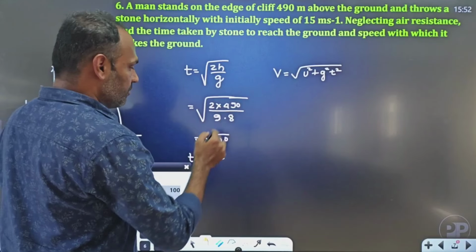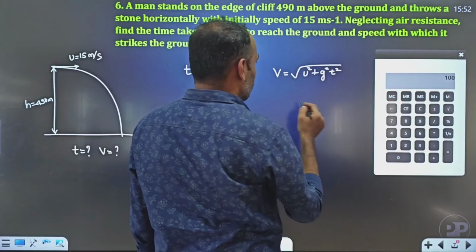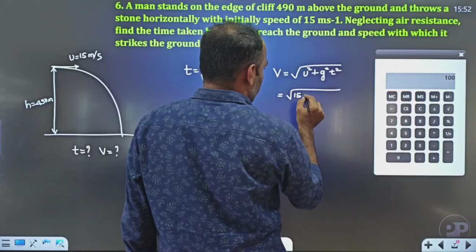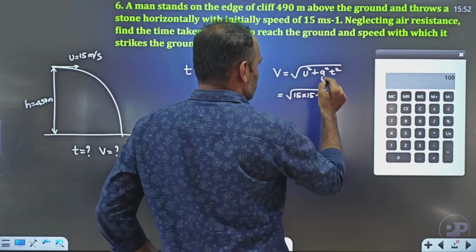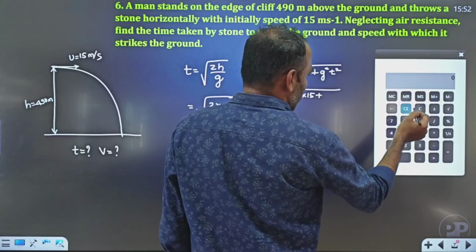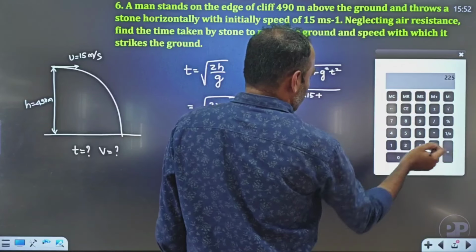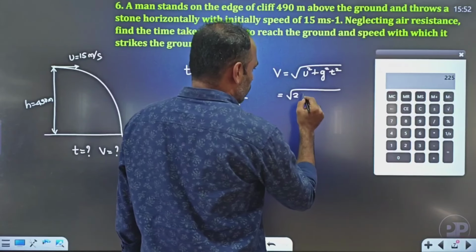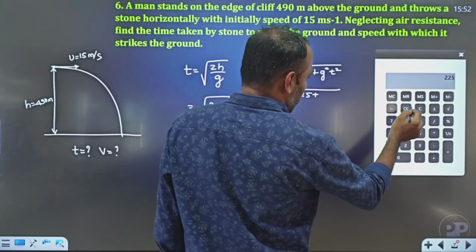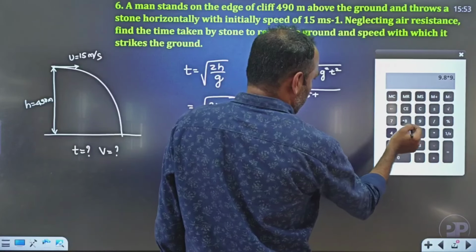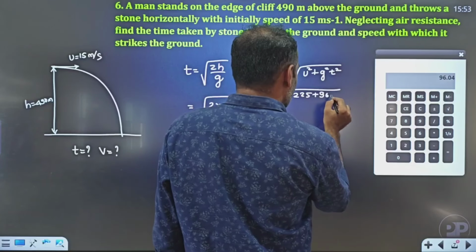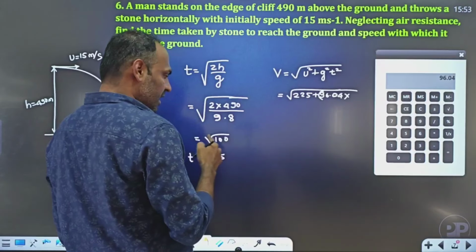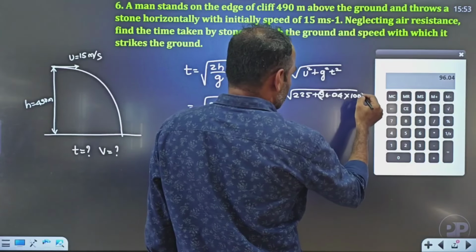Next, let us calculate v. So v is equal to √u² plus g² into t². u is 15, right? So I take 15 into 15, plus g² into t². g is 9.8. First write 15 into 15, it is 225, right? So 225 plus 9.8 into 9.8, it is 96.04, into t². t is 10, so take t² as 100.